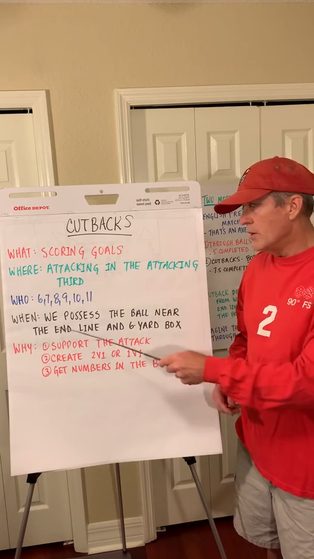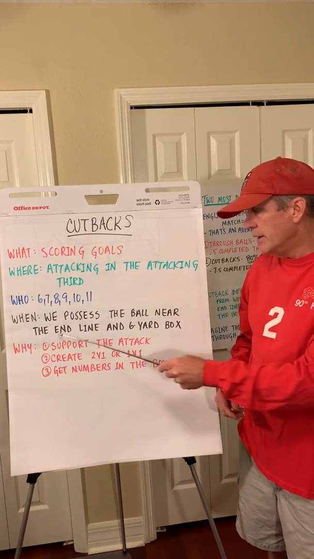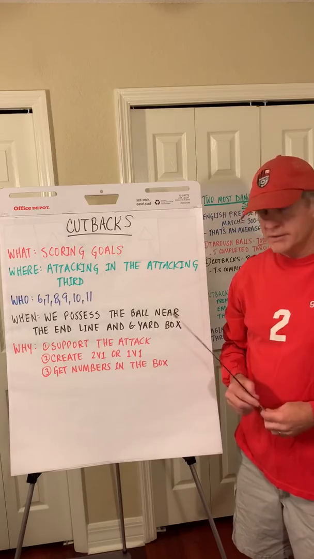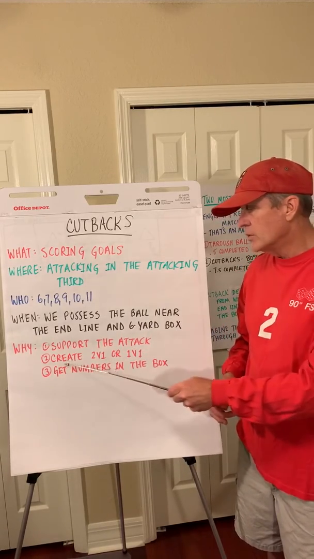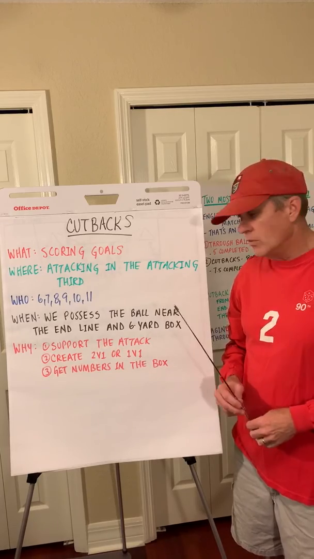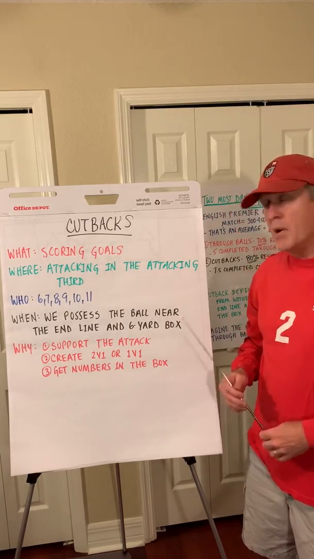When do we do cutbacks? When we possess the ball near the end line and 6-yard box. And why do we do cutbacks? We're going to support the attack. We're trying to create 2v1s or 1v1s, and we're trying to get numbers in the box.